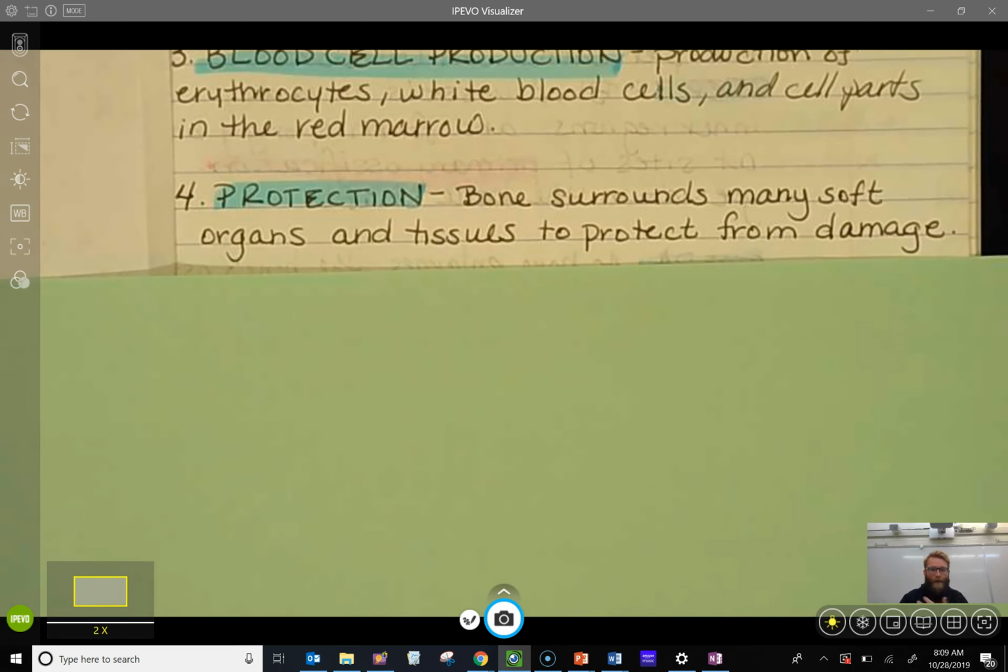Another function is protection. So again, the bones surround a lot of the soft organs inside of your body to protect them from external damage. So like if you get hit or someone punches you, right, you've got the bone that's coming there first before you get to the organs that are underneath.